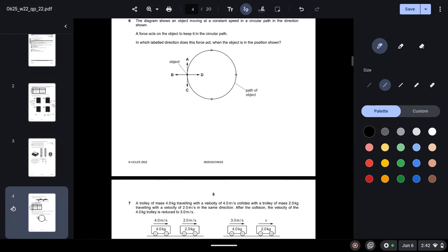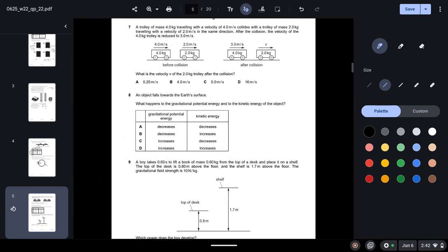Question 6. The diagram shows an object moving at a constant speed in a circular path in the direction shown. A force acts on the object to keep it in the circular path. In which labeled direction does this force act when the object is in the position shown? So we know whenever an object is traveling in a circular motion, the resultant force is always directed towards the center, which allows it to stay in the circular orbit. So this shows that the resultant force is towards the center.